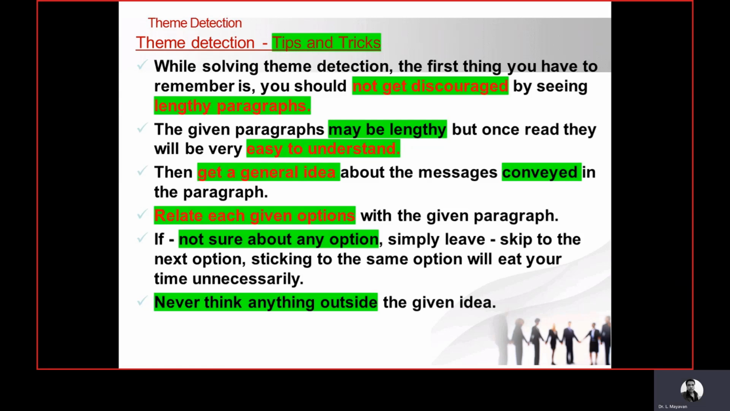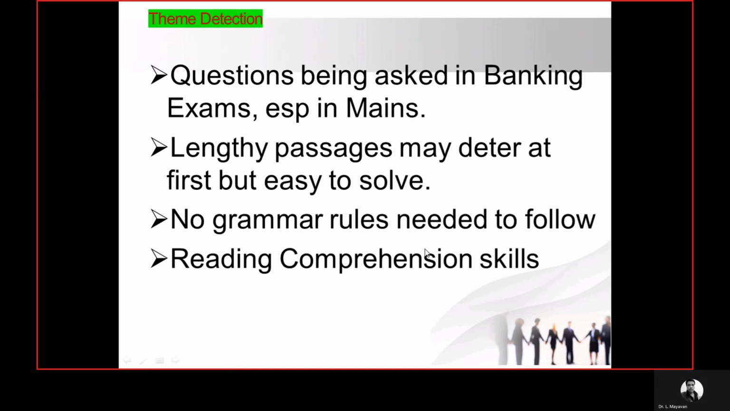And never think beyond the given idea. You're not supposed to think outside of a given idea. What is given in the passage must be related to the options for the theme detection. You should not think of anything beyond the passage. And these types of questions can be asked in banking exams, especially in mains. There can be lengthy passages that may deter at first, but are easy to solve.